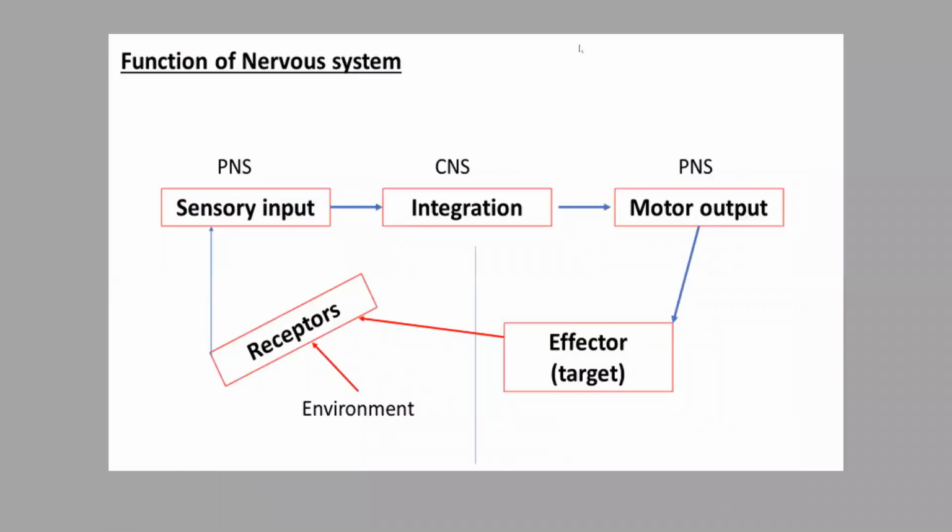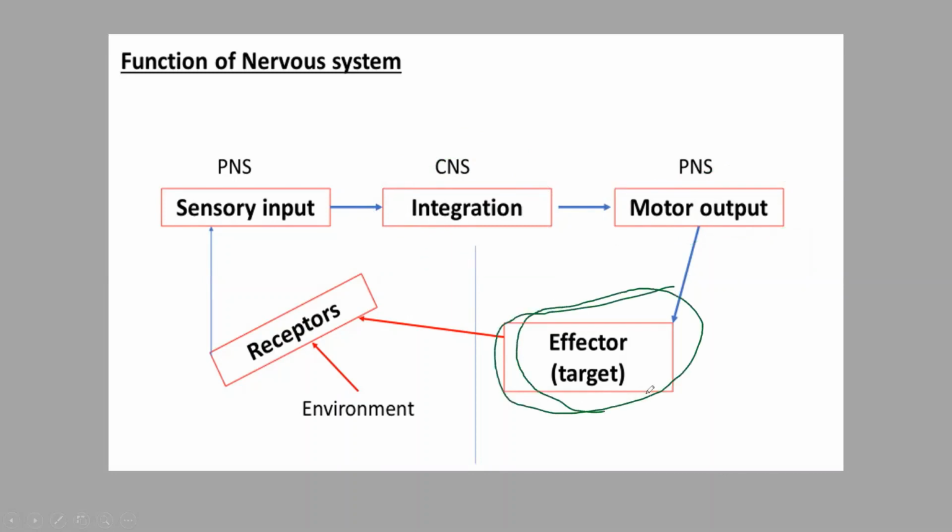So the function of the nervous system: it receives the information through the afferent or sensory neuron from the PNS, the peripheral nervous system. It takes information to the CNS where the integration takes place, the processing of the information. And accordingly, after processing, whatever information they receive from the afferent or sensory neuron, it will process, integrate, and then the effector or motor output carries out to the peripheral nervous system or the target organ.